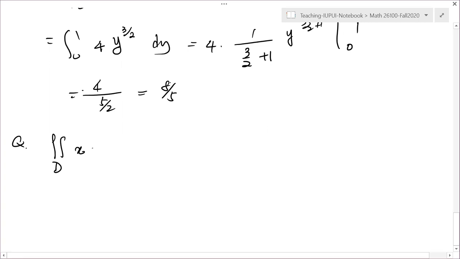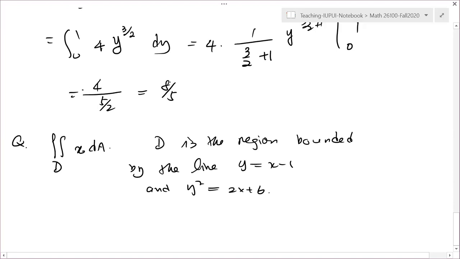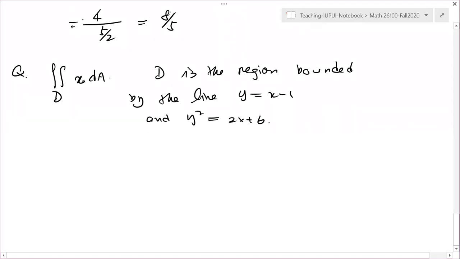So this is a double integral, and D is the region bounded by the line y equals x minus 1 and the parabola y squared equals 2x plus 6. I want to sketch the domain first. You should be able to do that. I'll give you a minute to sketch the domain and solve the problem.